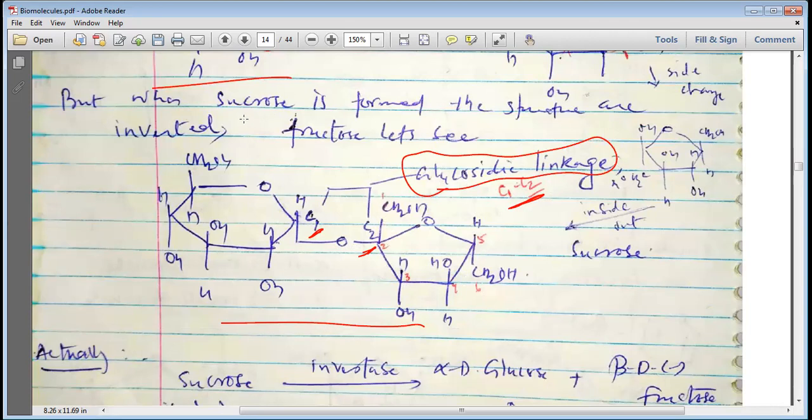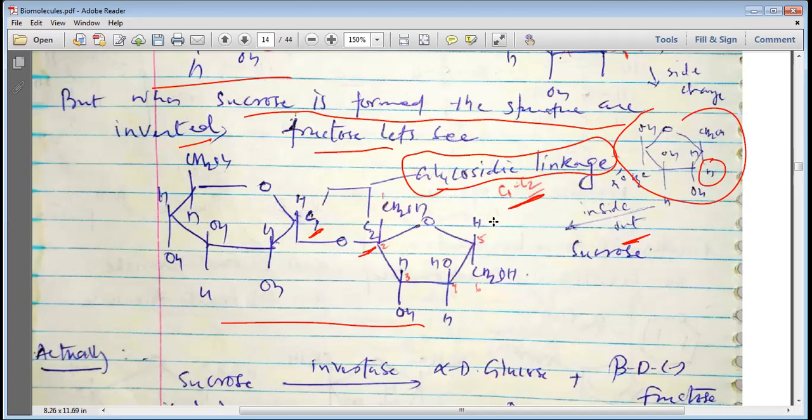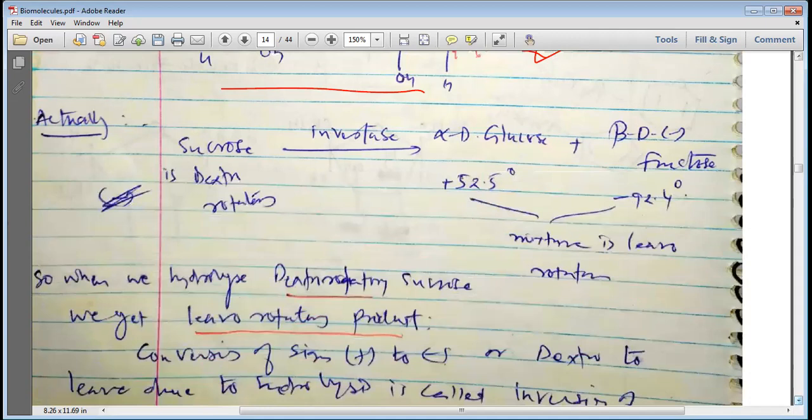So we can easily say that when sucrose is formed, the structures of glucose and fructose are inverted, and that is why it is known as the process of inversion of sucrose. Please remember that this structure of fructose is completely inverted, and that is why you can see that this H is represented on the upper side, whereas this CH2OH is represented at the lower side of the fructose. So when glucose and fructose combine to make sucrose, the structure of fructose gets inverted, and that is why the process of preparation of glucose and fructose from sucrose is known as inversion of sucrose.